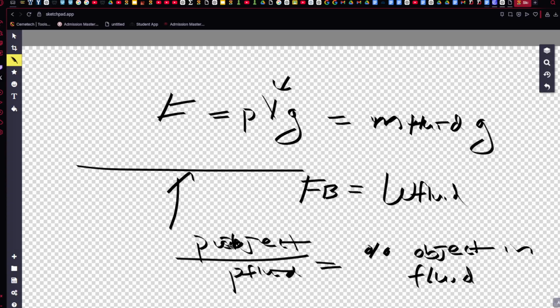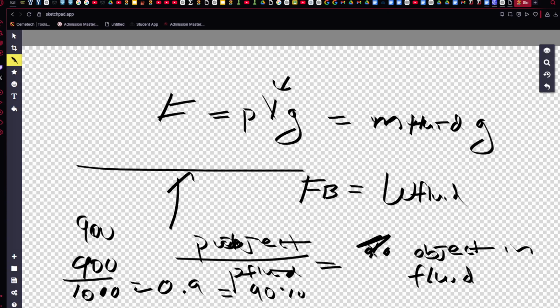So let's say that the density of an object is 900 and the water is 1000, as we know. That means the ratio is 0.9, so 90% of the object will be submerged in the fluid. And this makes sense because if it is more dense than the water, it will sink to the bottom, which we all knew from 7th grade science.